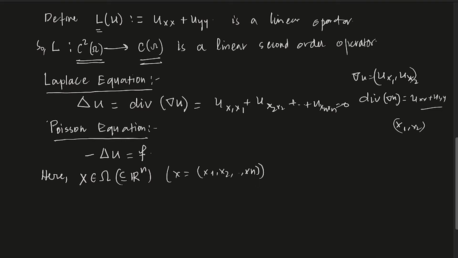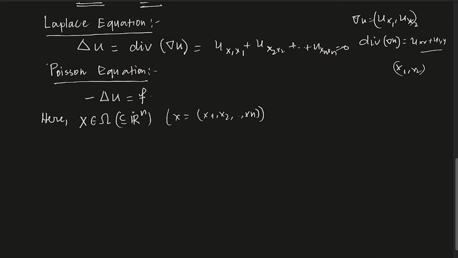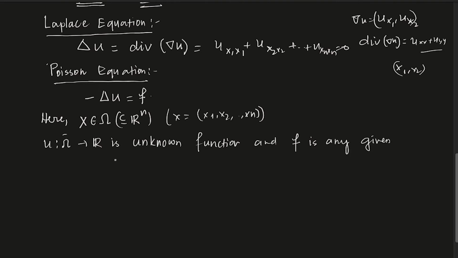Now, the Poisson equation is minus Laplacian of u equals f. This f will be given to you. u from omega bar to R is the unknown function which you need to find. And f is any given function on an open subset of Rn. Clear?